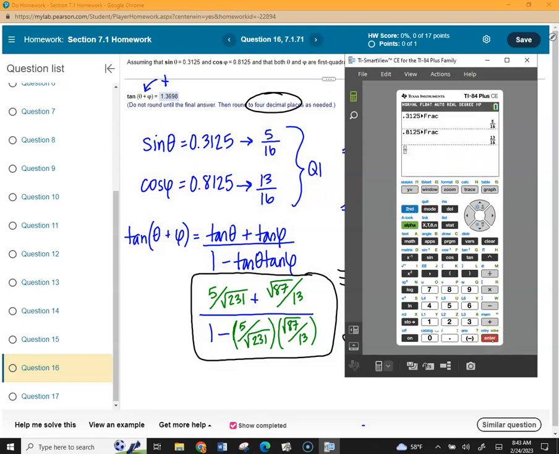Alright, there's my big fraction, then I'm going to my first fraction, so I've got another one, 5 over radical 231, plus another fraction, square root 87 over 13, go to the bottom, 1 minus fraction, 5, 5 over square root 231.